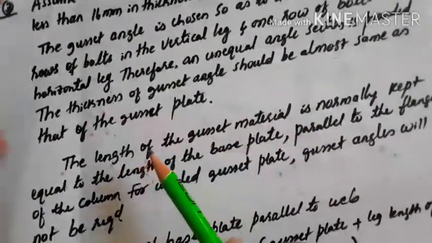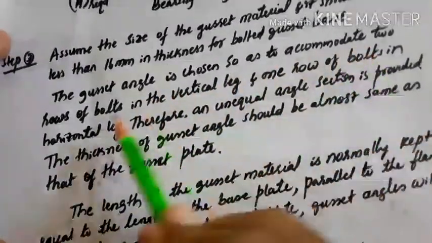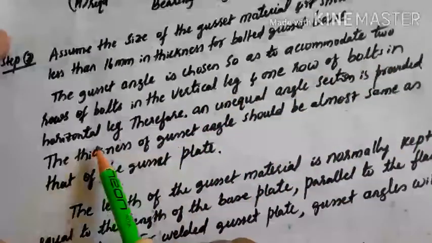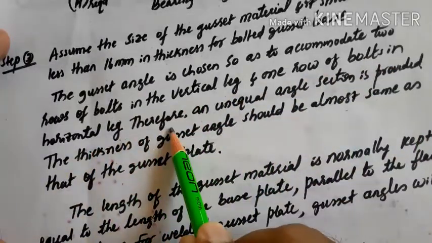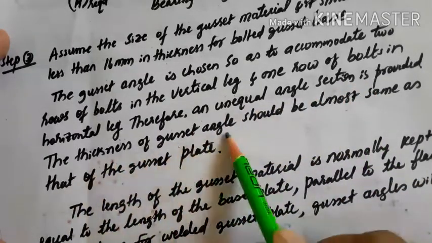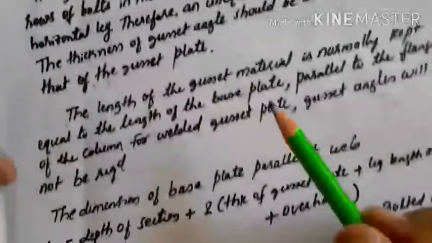Gusset plate. I hope you understood this one. The gusset angle is chosen so as to accommodate two rows of bolts in the vertical leg and one row of bolts in a horizontal leg. Therefore, an unequal angle section is provided. The thickness of the gusset angle should be almost the same as that of the gusset plate.